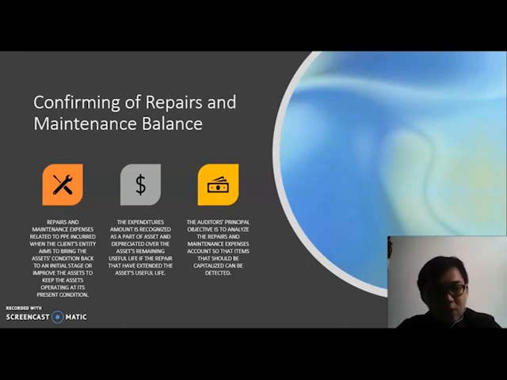The expenditure amount is recognized as a part of the asset and depreciated over the asset's remaining useful life if the repairs have extended the asset's useful life. The auditor's principal objective is to analyze the repairs and maintenance expenses account so that items that should be capitalized can be detected. Thank you.